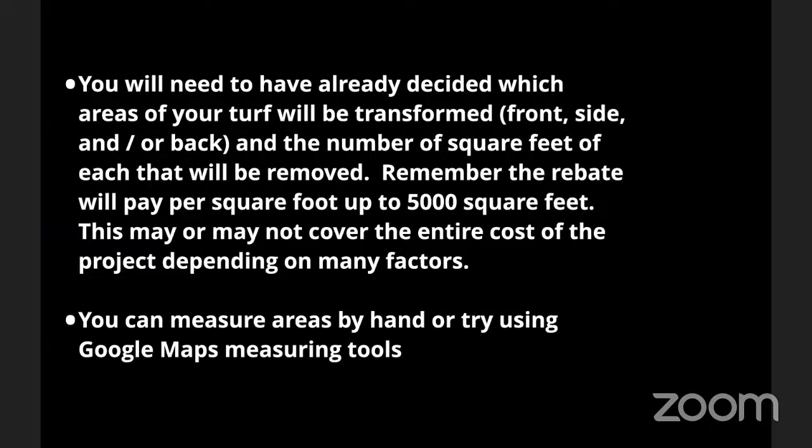At the time of application, you're going to already have to have decided what areas of turf you will be transforming and how many square feet each of them will be: how many square feet for the front yard, for the side yard, and for the backyard. It can be a combination of all of them, or it might be all just in the front yard. You need to do at least 250 square feet, unless your whole landscape is less than 250 square feet. The rebate will pay per square foot up to 5,000 square feet. This may or may not cover the entire cost of the project, depending on many factors.